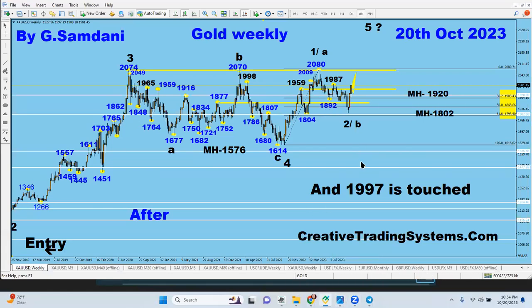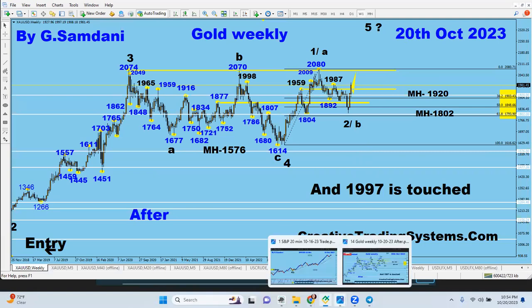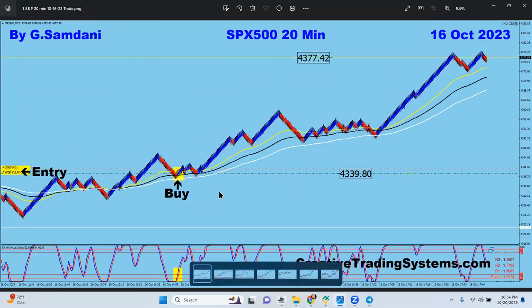Now, the trades that I was taking, I did take a couple of gold trades yesterday, but today I couldn't do it. I was busy doing something else, so I completely missed. But I'm gonna go over the trades that I took this week, only indices and gold.